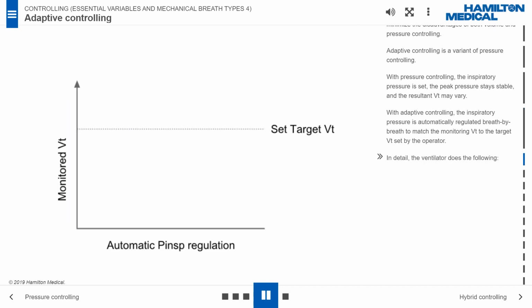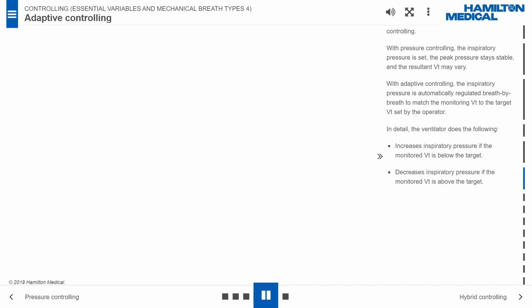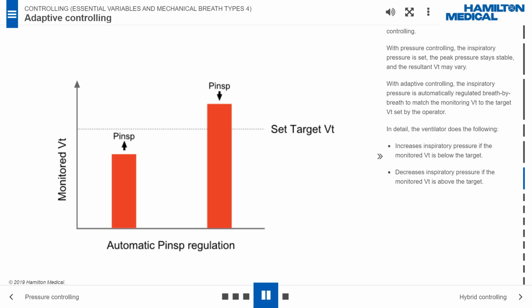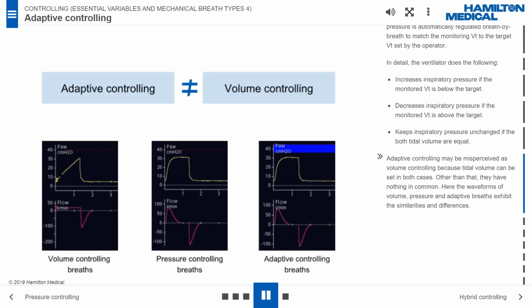In detail, the ventilator does the following. Increases inspiratory pressure if the monitored VT is below the target. Decreases inspiratory pressure if the monitored VT is above the target. Keeps inspiratory pressure unchanged if both tidal volumes are equal. Adaptive controlling may be misperceived as volume controlling because tidal volume can be set in both cases. Other than that, they have nothing in common. Here the waveforms of volume, pressure and adaptive breaths exhibit the similarities and differences.